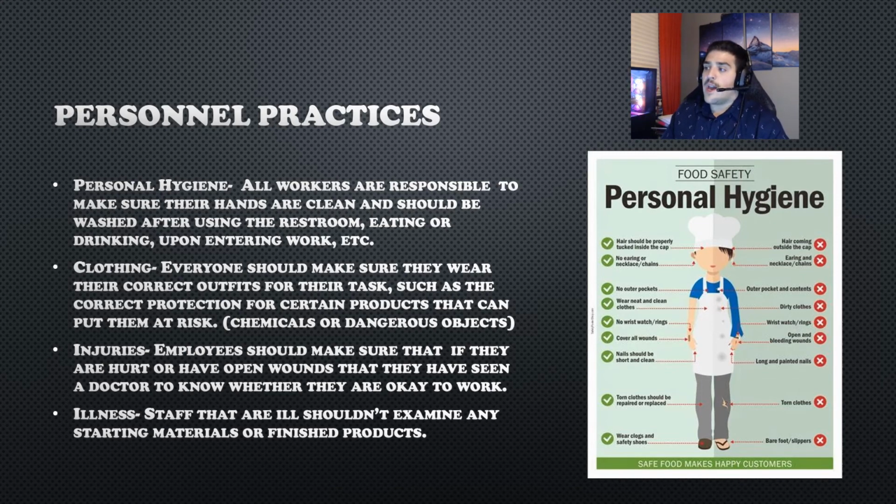And on the right, we have food safety and personal hygiene. This just shows an example of a chef that's coming into work, and you shouldn't have your hair showing for the first example: hair showing, no earrings or necklaces or chains, no outer pockets, cover all wounds, nails should be clean and short. So it's basically just showing you the correct things versus the wrong things, with hair coming out of the cap, because you want to dress appropriately for work.